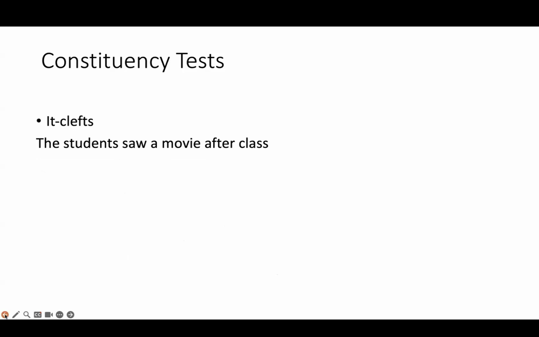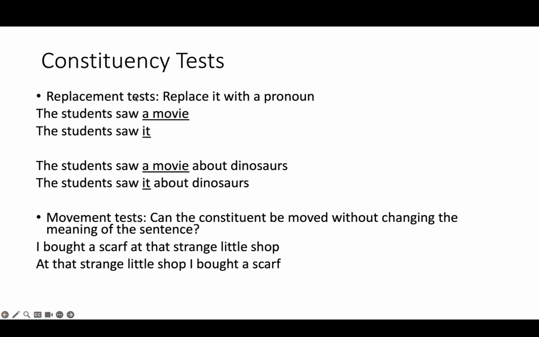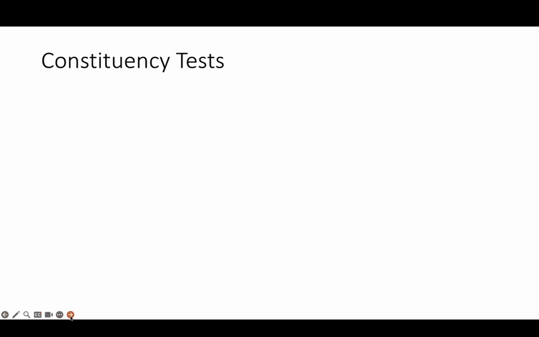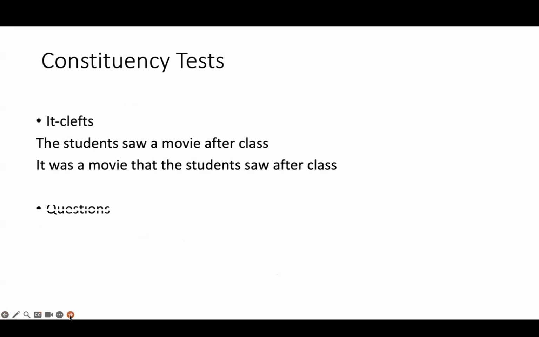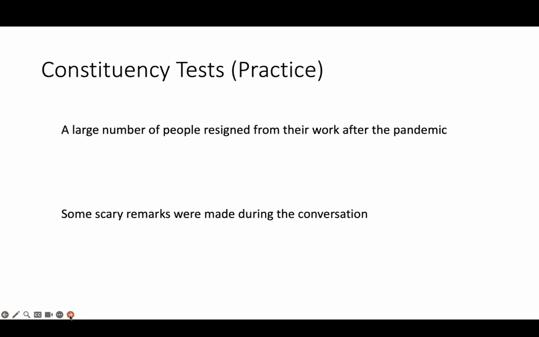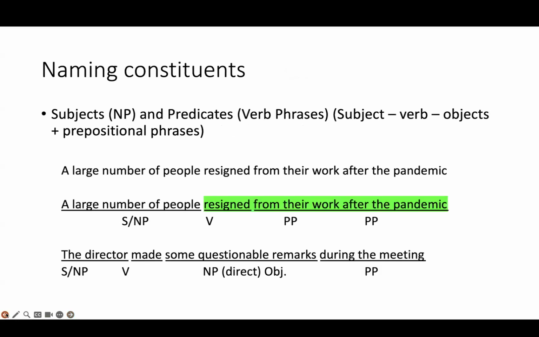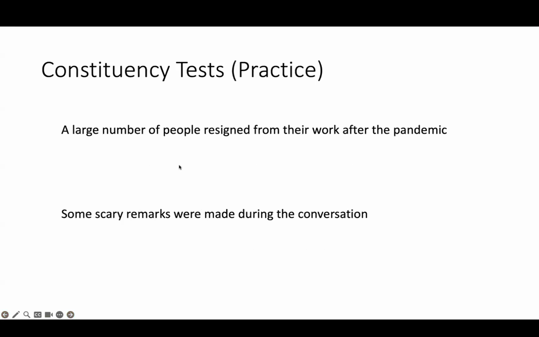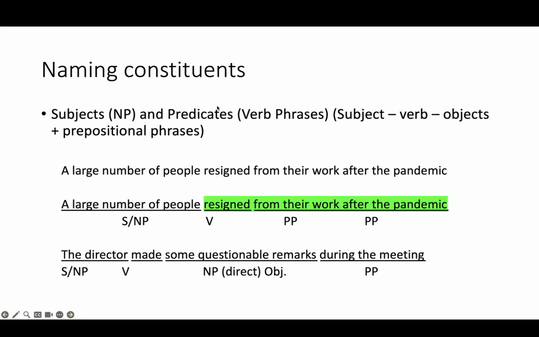So remember, I'm going to go back just real quick. The replacement test, the movement test, the it-cleft sentence test, and the question test. You can use those four to determine if these chunks, these parts of the sentence, are indeed constituents. And then we played around with these two sentences, trying to identify each of the constituents in the sentence and then analyzing them. And this is what we came up with.